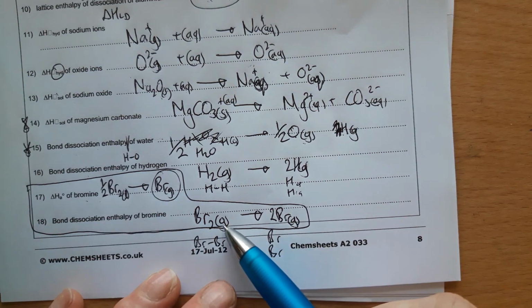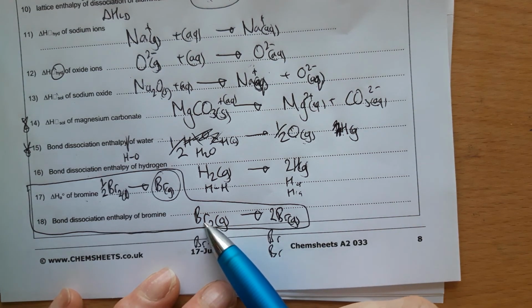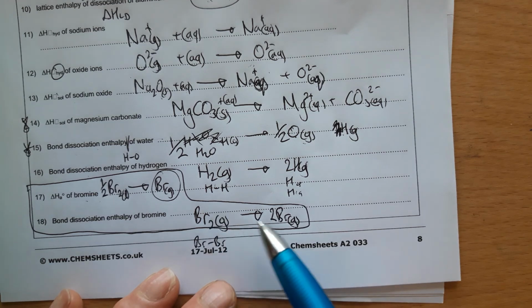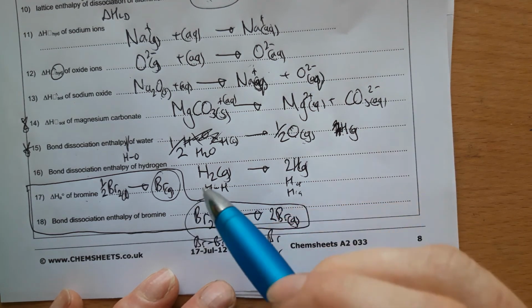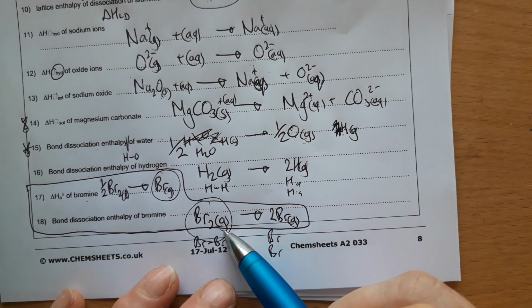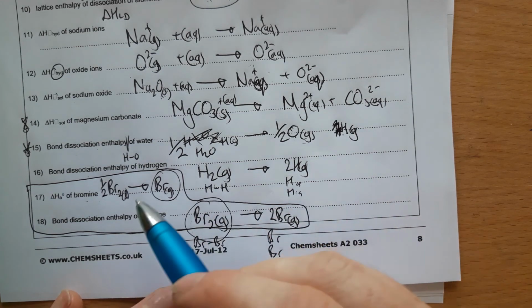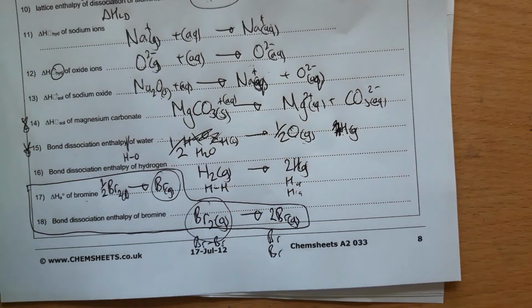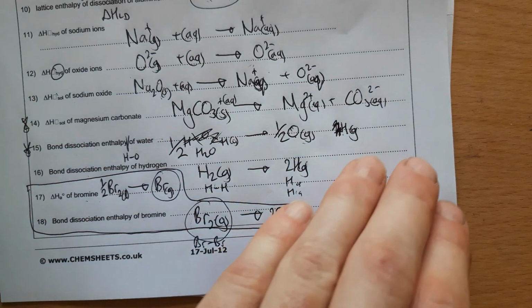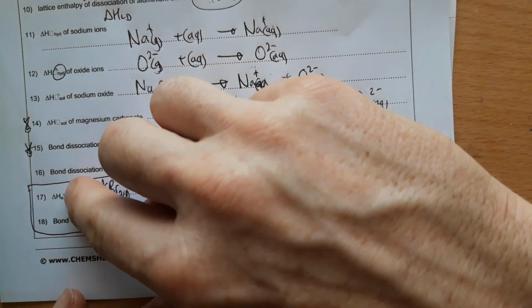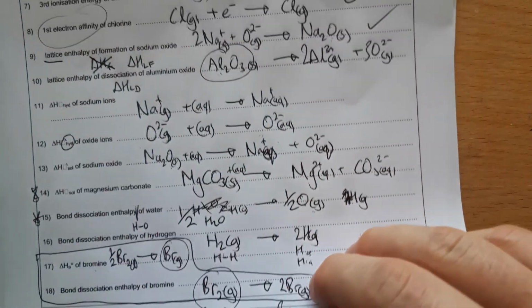The bond dissociation enthalpy, everything is a gas. And it's about 1 mole of bromine covalent bonds being broken. So they're not the same, even though they look very similar. You've got to get your head around the difference between atomization and bond dissociation.